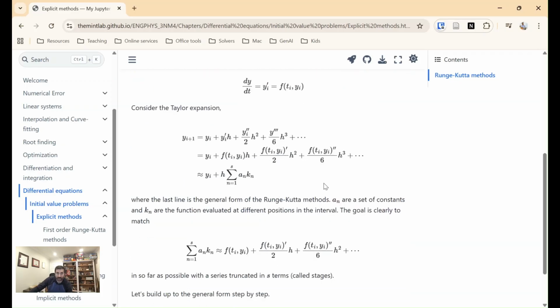Okay. These A coefficients here are sets of constants. K is the function that's evaluated at different positions, different substeps within that interval. And the whole point is that we're going to approximate this sum. We're going to make this sum approximate all of these terms that fall out of that right-hand side. Everything over here, we're going to try and approximate by this.